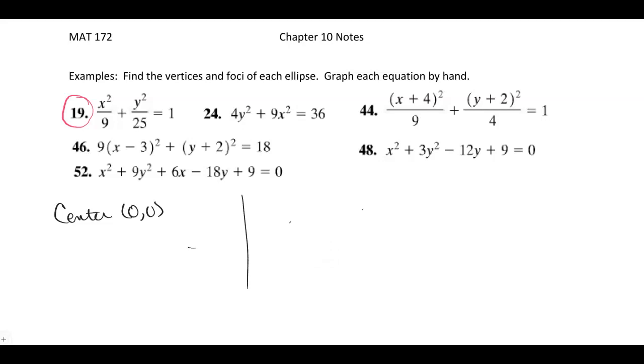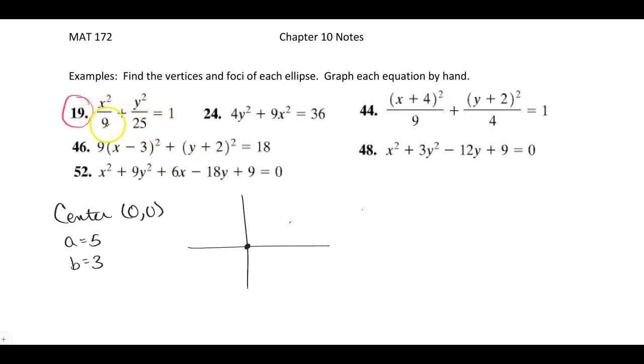And let's draw a picture of what's going on. So we're centered at 0, 0. We know some values here. Remember, A is always the larger value. So A is going to be 5, because remember, this guy is A squared. And B is going to be 3. B is always going to be the smaller one.